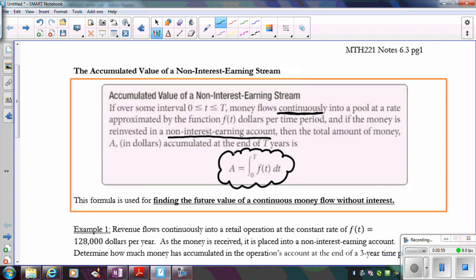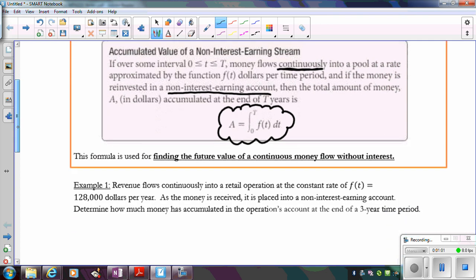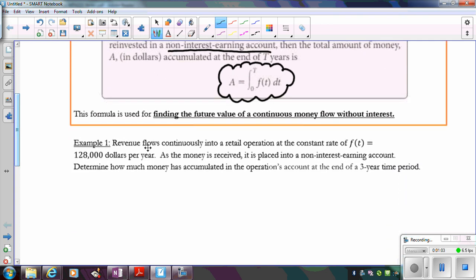So if we look at this first example, it says revenue flows continuously. So continuously means it's going to keep going into this account. And here's our function that we're going to use. Here's the rate that it's going into this account. So basically, in this case, since it's a constant function, it's just adding $128,000 per year into this account. And then as the money is received, it is placed into a non-interest earning account. So that's important because that indicates we're going to be using this formula up above.